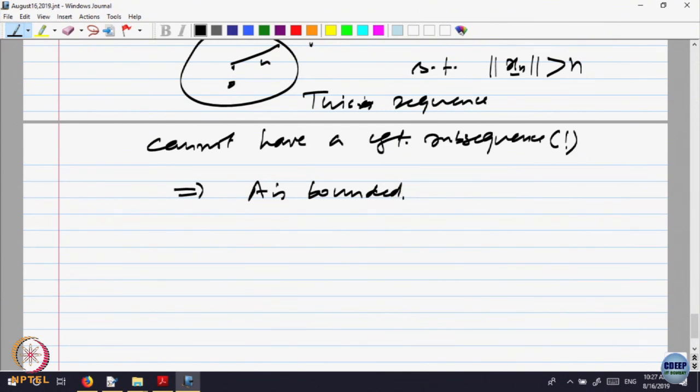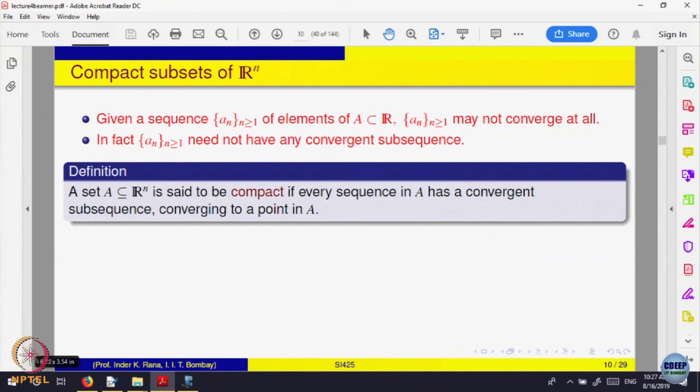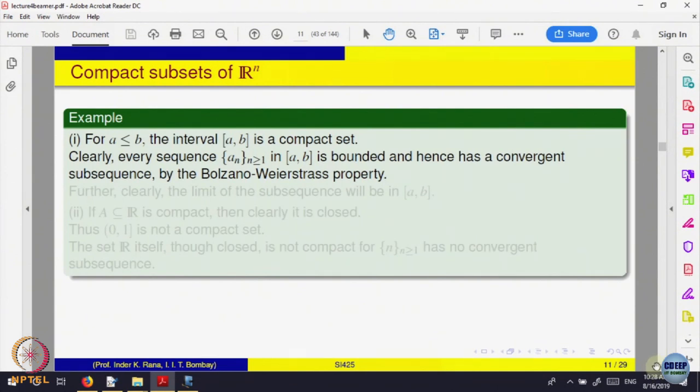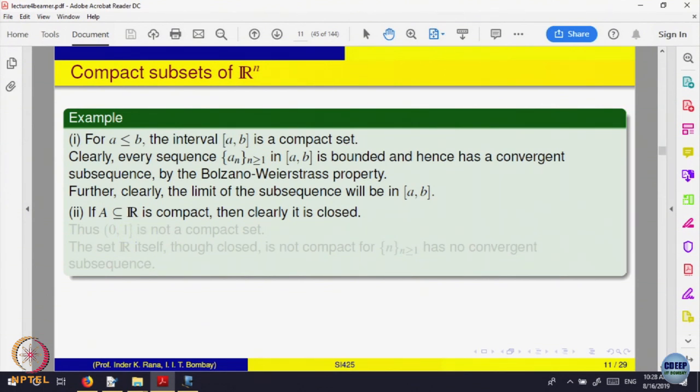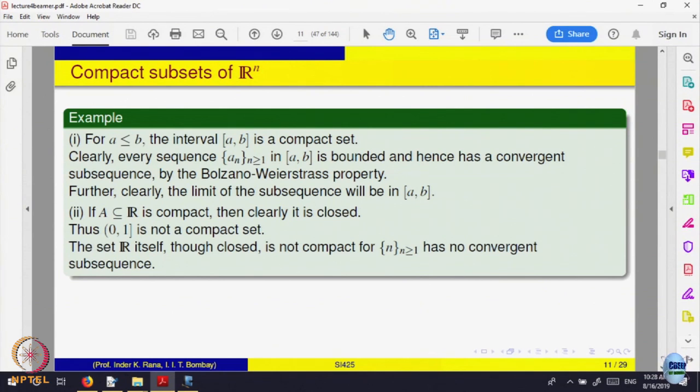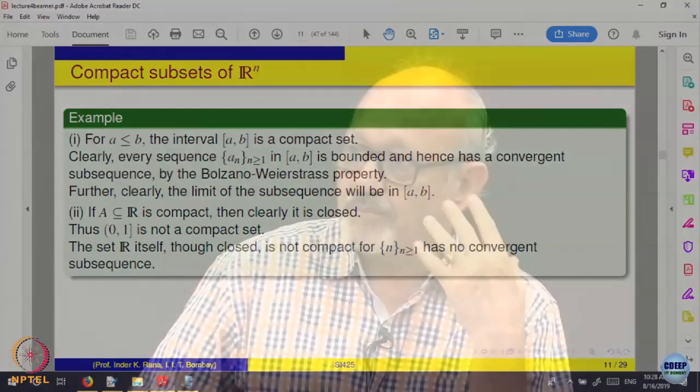So, what have we done? We have proved the theorem that a subset of R^n is compact if and only if it is bounded and closed. A closed interval [a, b] is compact. The whole space R is not compact, because it is closed but not bounded. For the same reason, R^n is not compact.